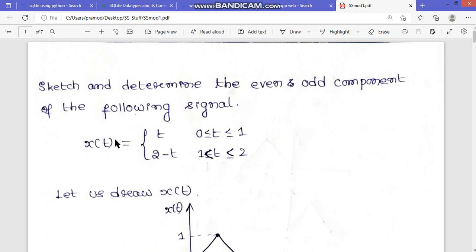Okay, so they have given that x of t is t for t greater than or equal to 0 and less than or equal to 1. So what is the meaning of that? From 0 to 1 your signal value is same as your value of t, right? If t is 0 your signal value is 0. If your t is 0.1 your signal value will be 0.1, like that.